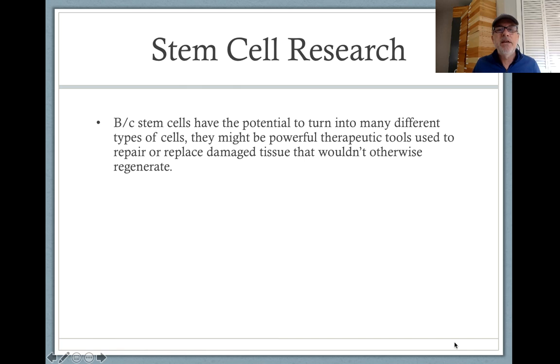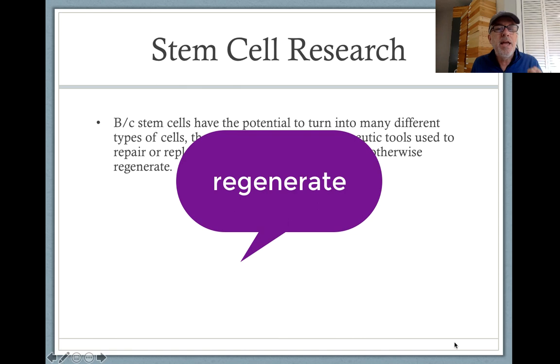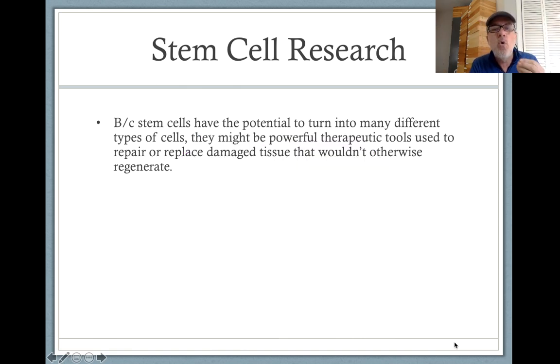Because stem cells have the potential to turn into any kind of cell type, they are potentially very powerful therapeutic tools that could be used to replace or repair damaged tissue that wouldn't otherwise regenerate. We know that damage to nerve tissue is often severe because nerve cells won't regenerate. What would it be like if we could treat a spinal cord injury where there's a complete break with stem cells that would regrow nerve cells to attach both sides? You would take somebody who's fully paralyzed and return them to being fully mobile, at least in theory.